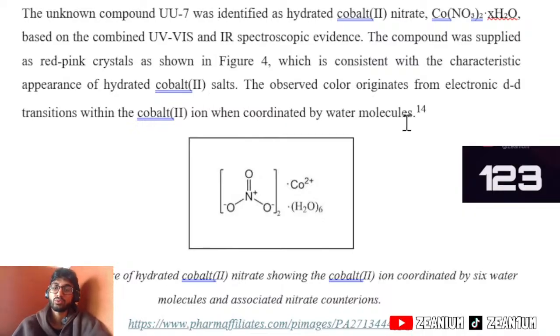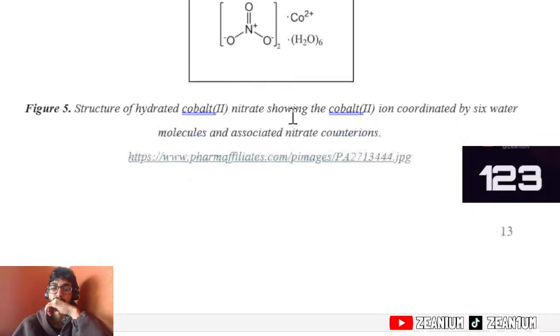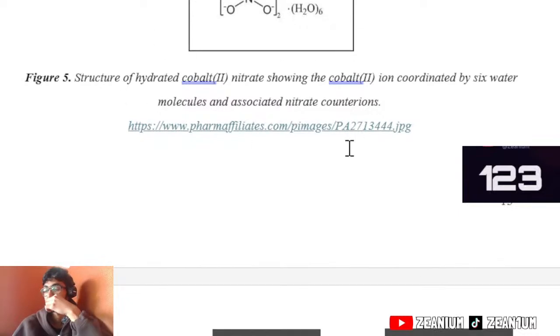The observed color originates from electronic d-d transitions within the cobalt 2 ion when coordinated by water molecules. So this is figure 5, which shows the structure of hydrated cobalt 2 nitrate, with the ion coordinated by 6 water molecules.